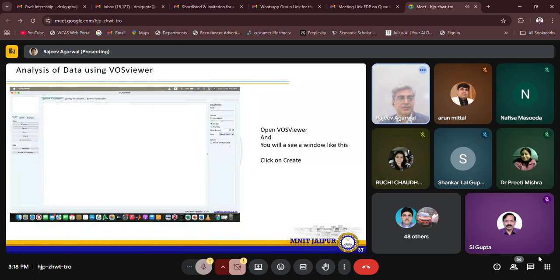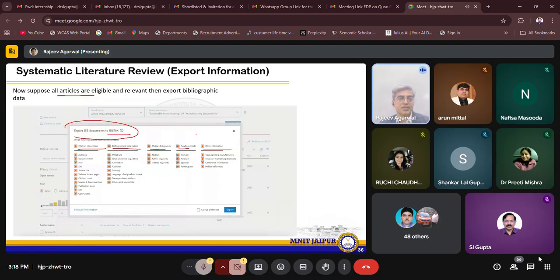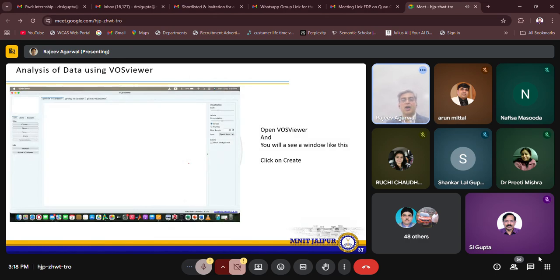Once I have exported this, I have saved it here. So I am going to demonstrate how I am going to use VOSviewer. But before going to the next stage, one second.